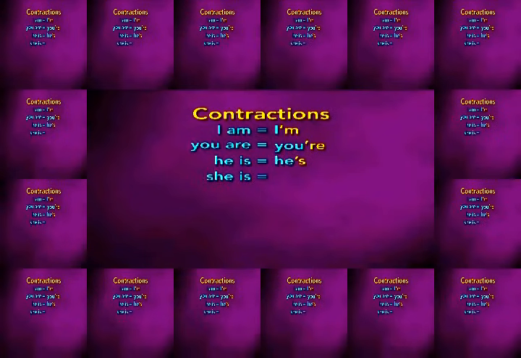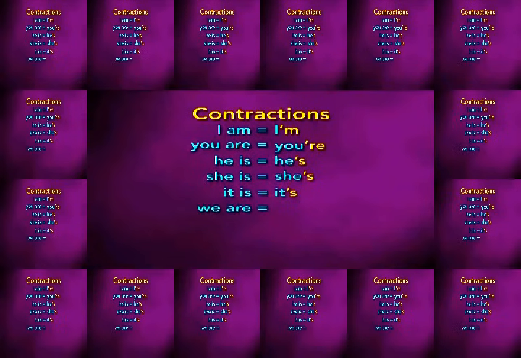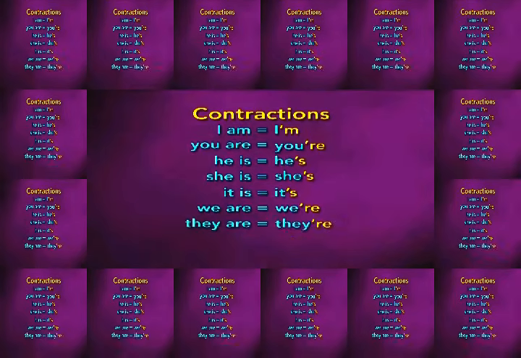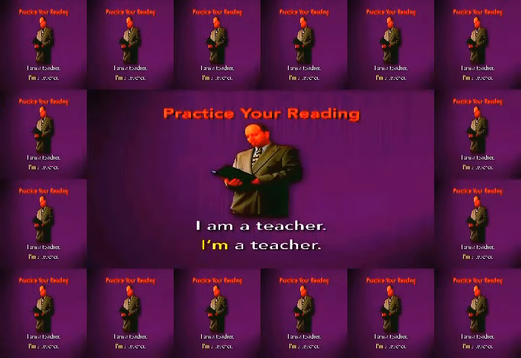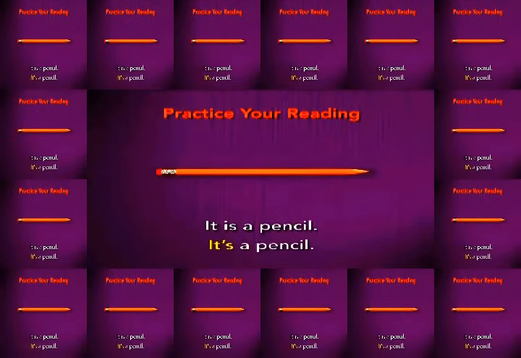She is, she's. It is, it's. We are becomes we're. They are becomes they're. Short, sweet. Here are some examples. I am a teacher. I'm a teacher. It is a pencil. It's a pencil.